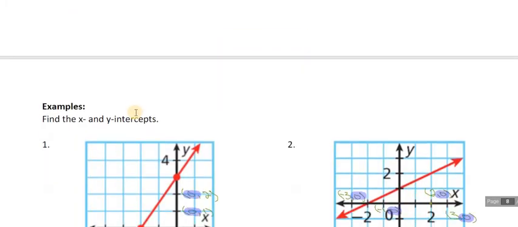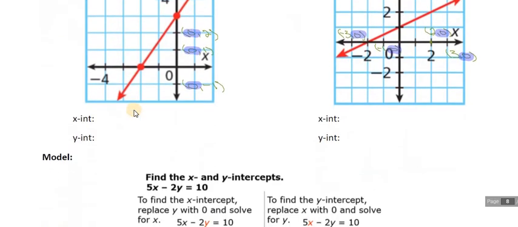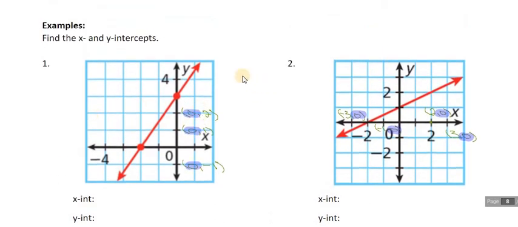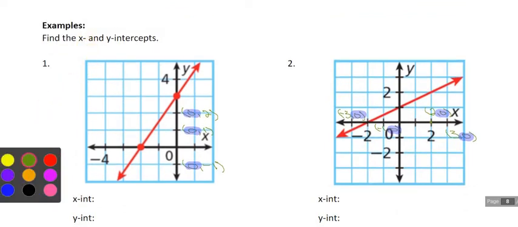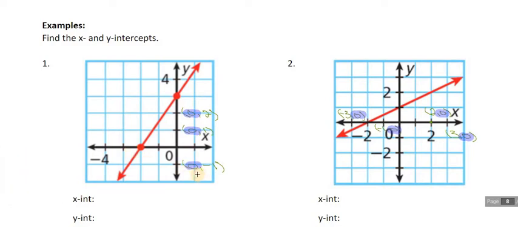So let's take a look at our first two examples, which we kind of looked at a little bit, but we want to just literally answer the questions to find the x and y intercepts. Okay, so where does it cross the x-axis? Where does it cross the y-axis? So let's use, I'll use blue for x. So the x-intercept, we want to go to the x-axis and figure out where it crosses. Well, it crosses right here.